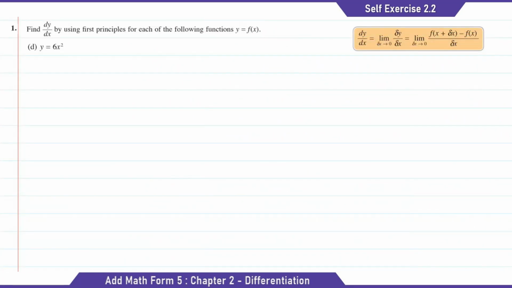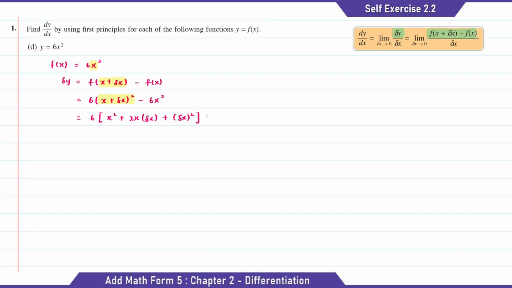Question D, y equal to 6x squared. So here I can write this as f of x equal to 6x squared. So first we're going to substitute the x here with x plus delta x. This will be 6 brackets x plus delta x squared minus f of x, which is 6x squared. Next, we're going to expand this. It will be 6 brackets x squared plus 2x delta x plus delta x squared minus 6x squared.